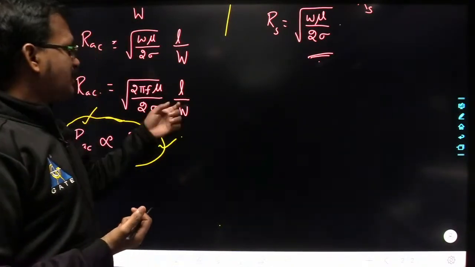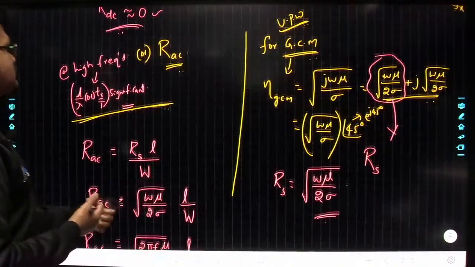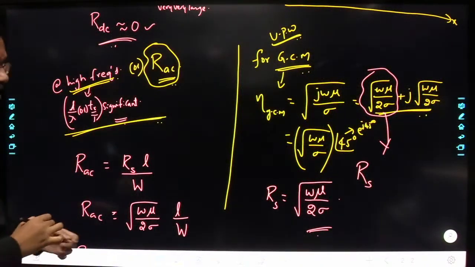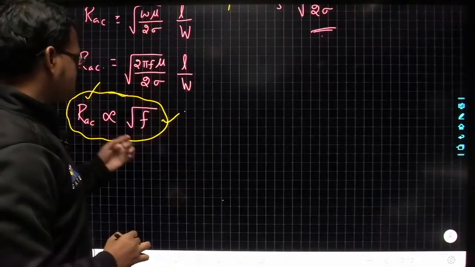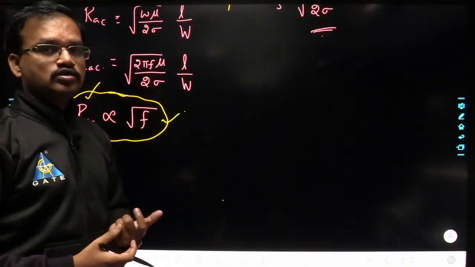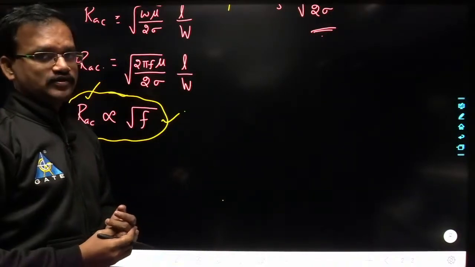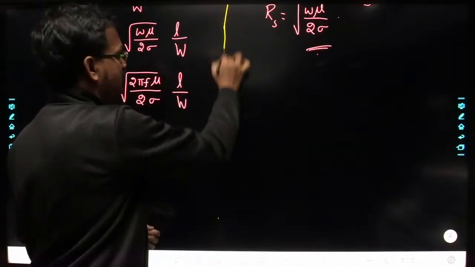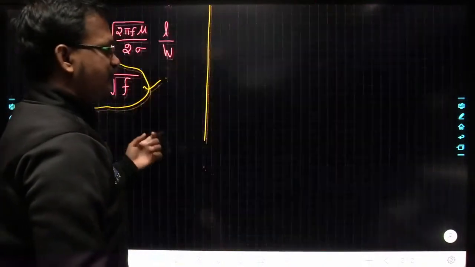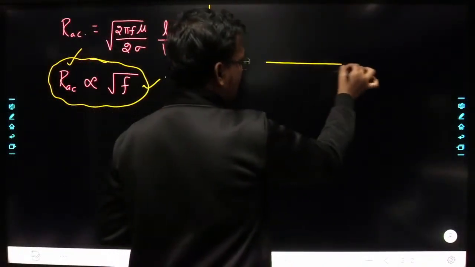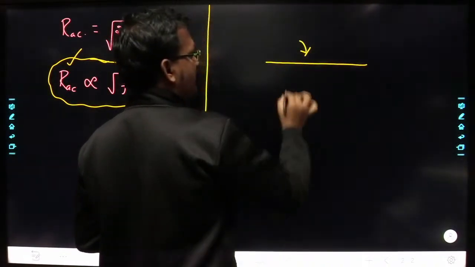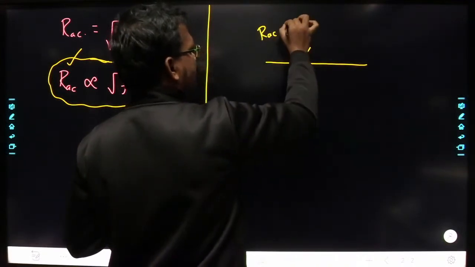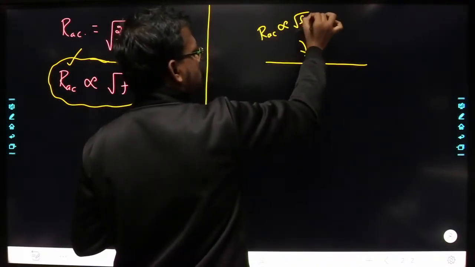Understood? So under AC conditions, that means at high frequencies, the resistance we call RAC, and we have observed that RAC is directly proportional to the square root of frequency. Understood? So if you consider a conducting material at high frequencies, the resistance offered by this conducting material is proportional to the square root of frequency.